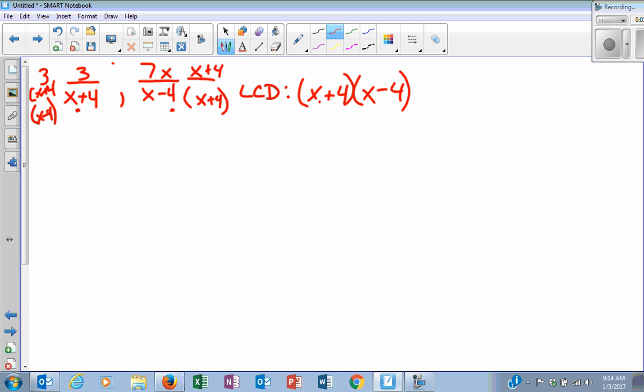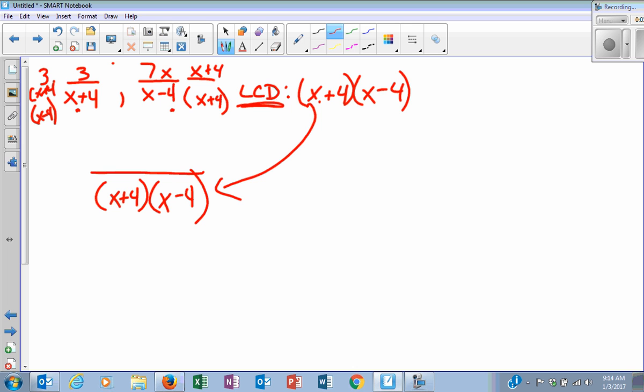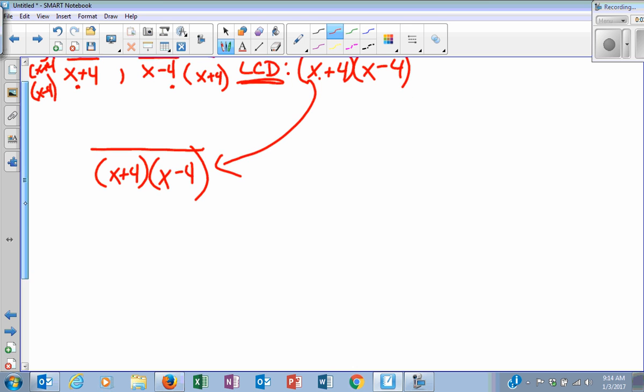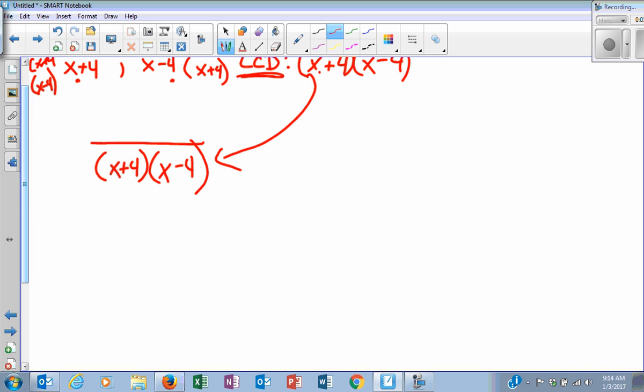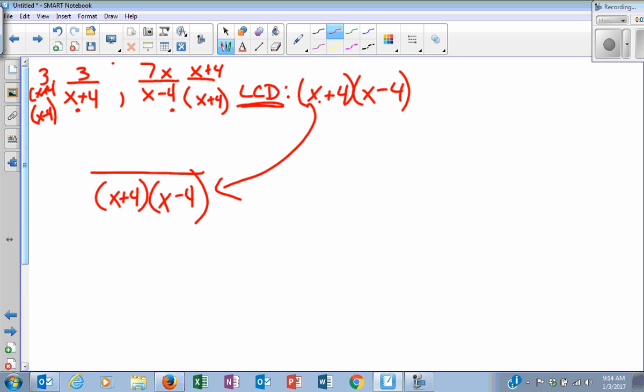So on my bottom, I would end up with (x plus 4)(x minus 4) is what my denominator would turn into. That's what this least common denominator is referring to. This would be right here. So that's all you're trying to find for number 3. You're not actually trying to do any adding or subtracting. You're not finishing the problem up. Just find the denominator. Now, the book puts it like this.